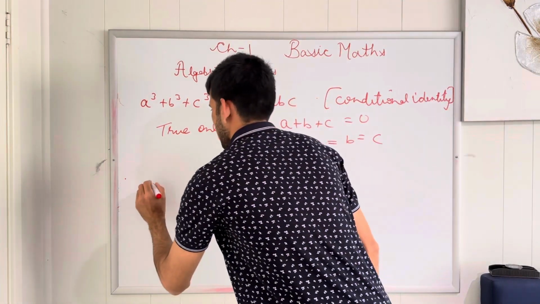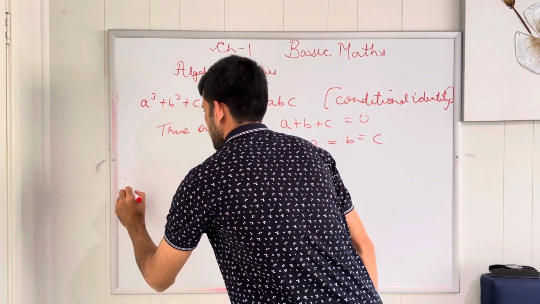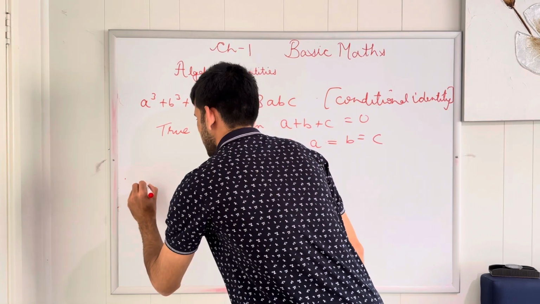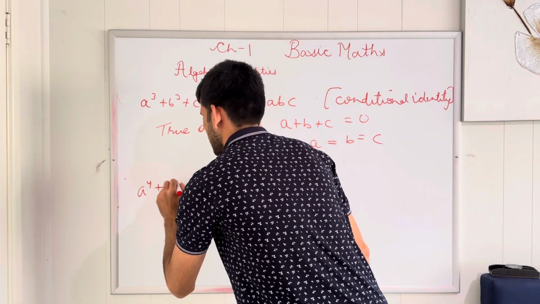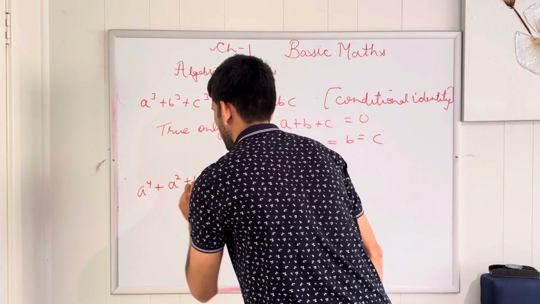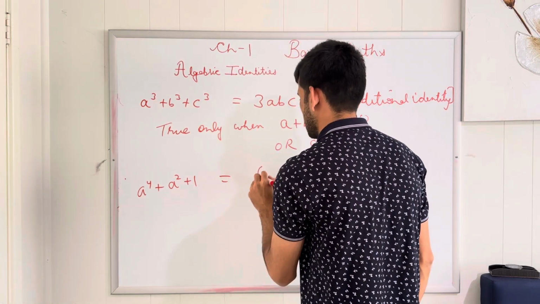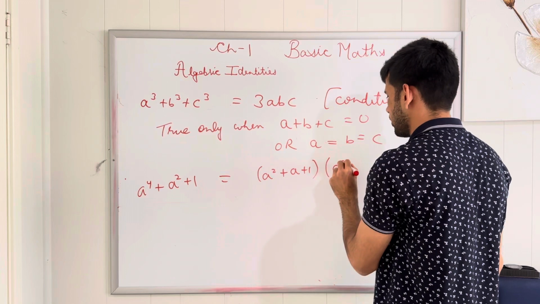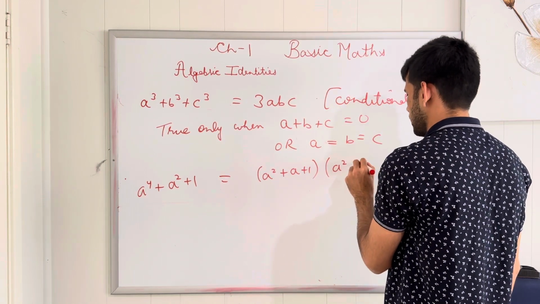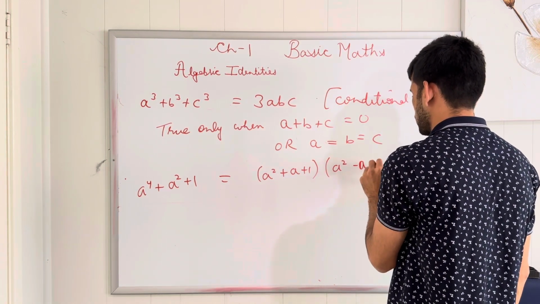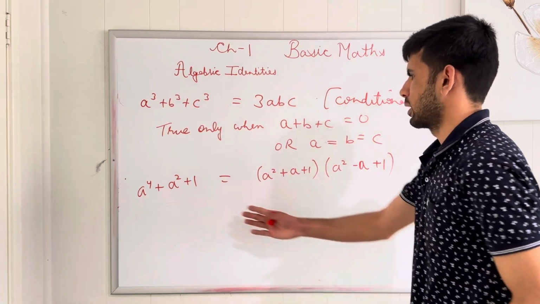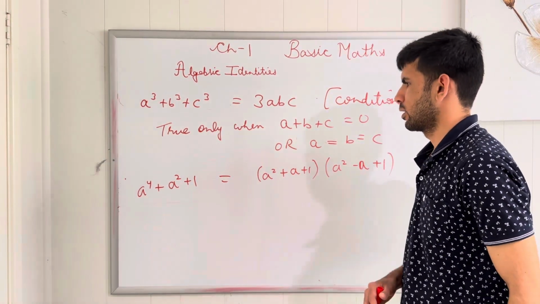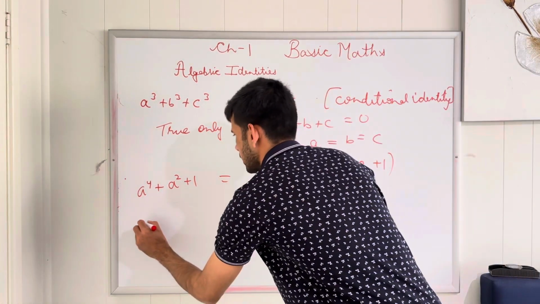And similarly, another identity which we can write is a to the power 4 plus a square plus 1. This is equal to (a square plus a plus 1)(a square minus a plus 1), right? This is just equal to this one, and you can prove this one.